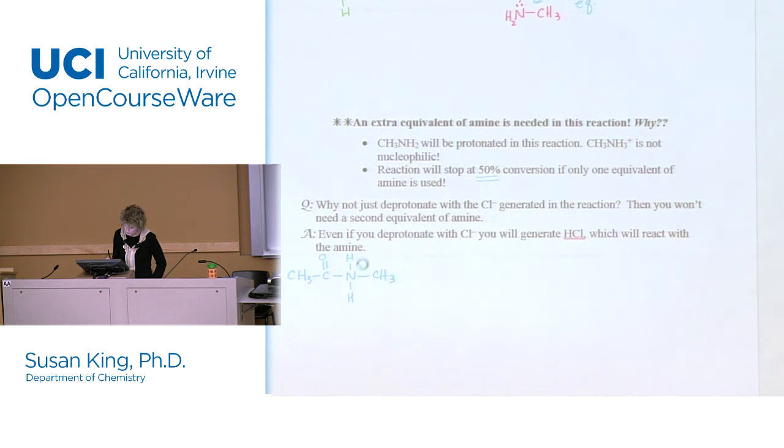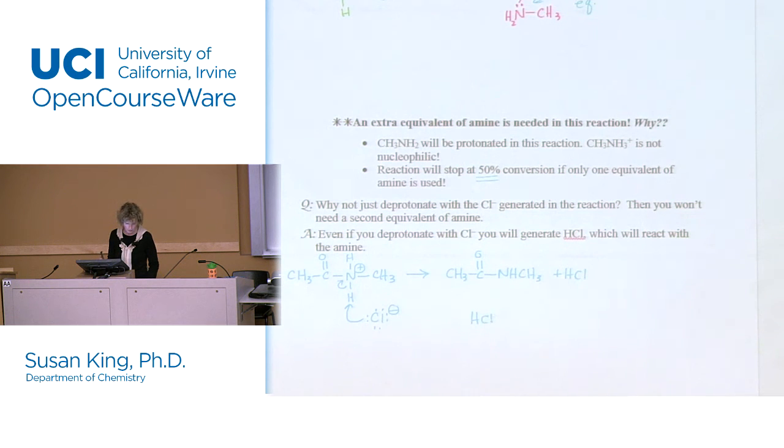So we do the addition, we get to this point, and you say, okay, why do I need excess amine? I can just do this instead. Deprotonate with chloride ion. There's my base. And of course, if you do that, you will produce hydrochloric acid.